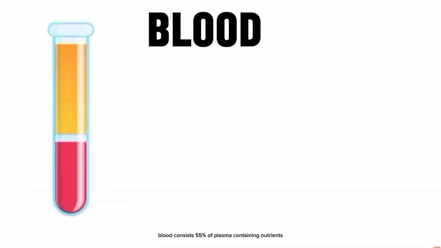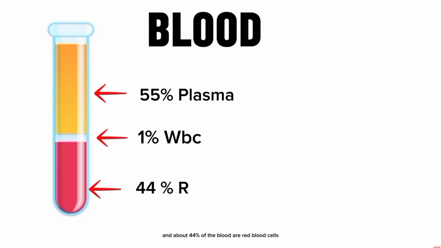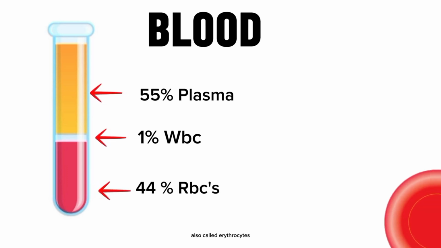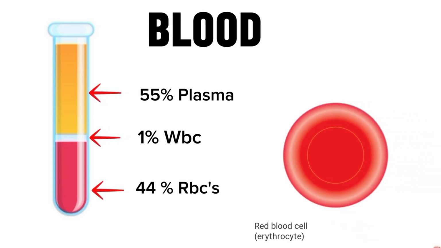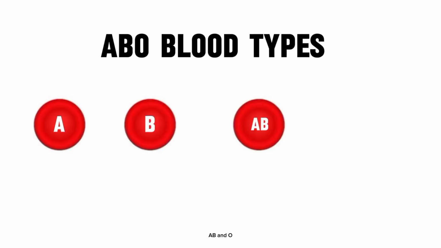55% is plasma, containing nutrients, salts, proteins, including the antibodies. 1% are white blood cells and about 44% of the blood are red blood cells, also called erythrocytes. These red blood cells can differ between individuals. In the AB0 blood group system, we distinguish 4 types: A, B, AB and O.